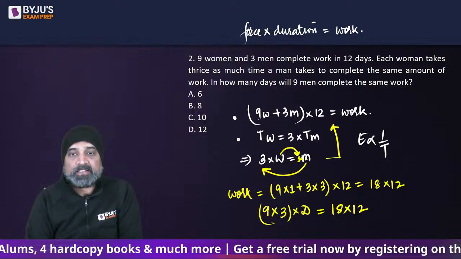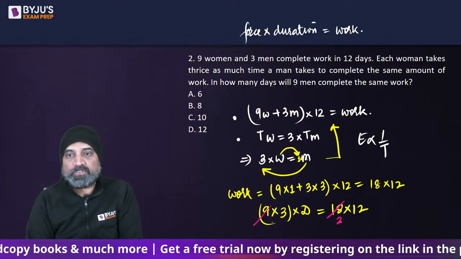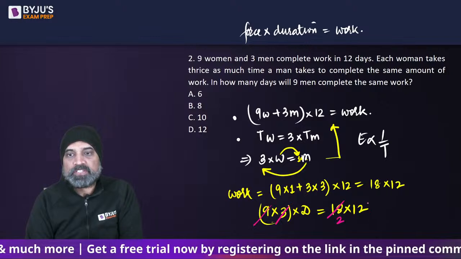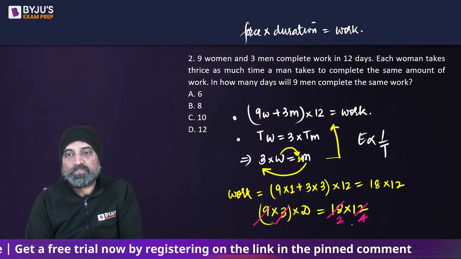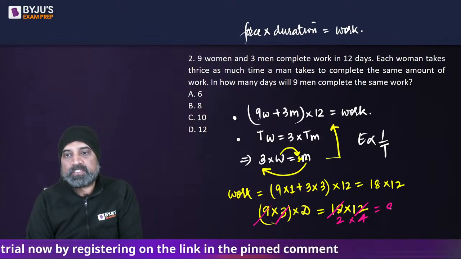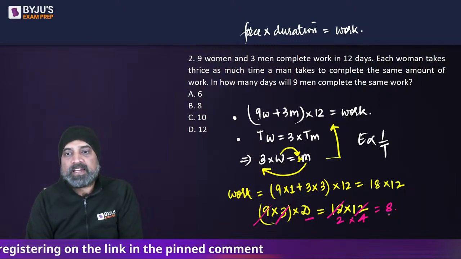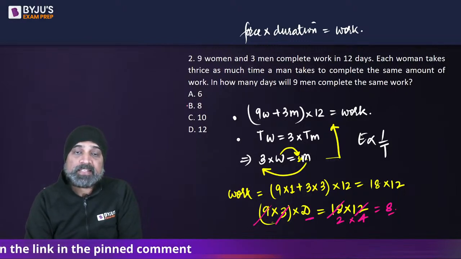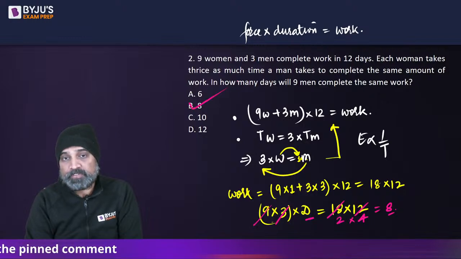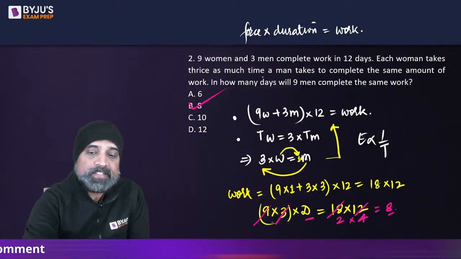This 9 will take care of this, so we will be left with 2. This 3 will take care of this 12, this will be 4. 2 into 4 will result in 8. So we can say that the duration that these 9 men will take to finish the work will be 8 days, right? Option B.